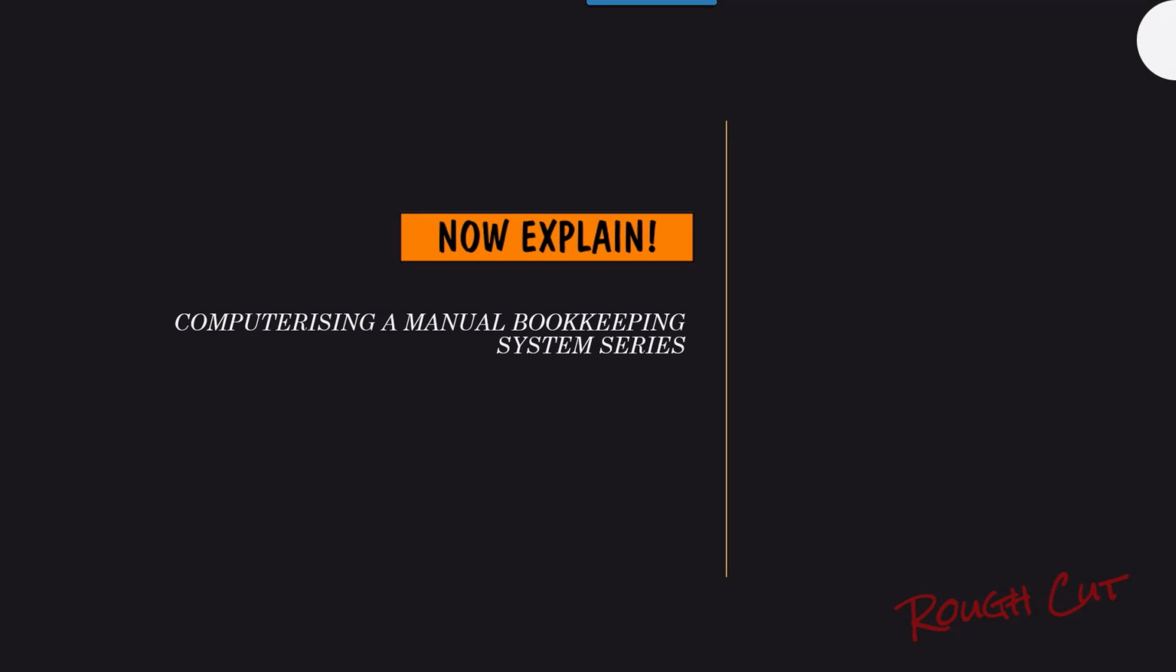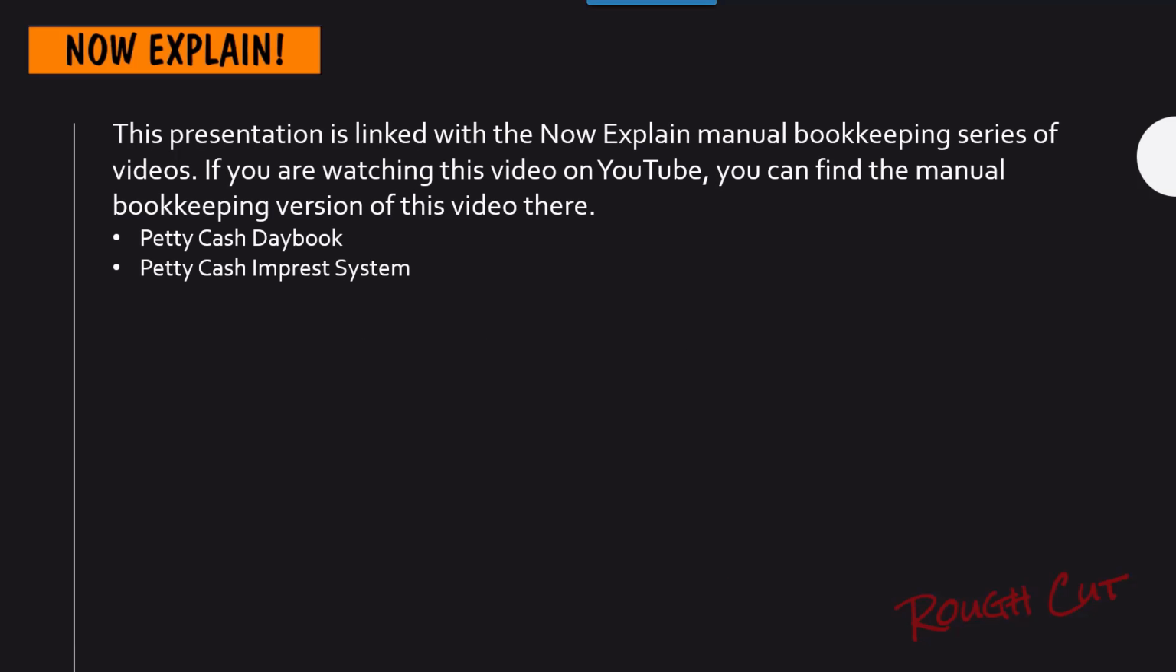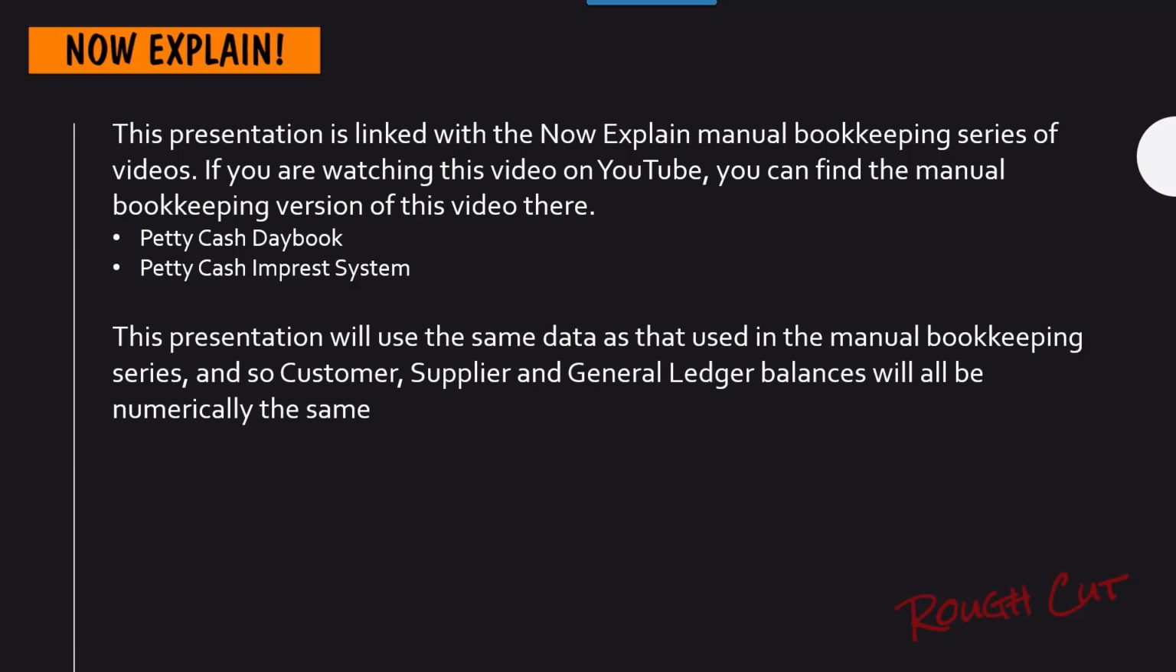This is part of the Now Explain Computerizing a Manual Bookkeeping System series. This presentation is linked with the Now Explain Manual Bookkeeping series of videos. If you're watching this video on YouTube, you can find the manual bookkeeping version of this video there. This presentation will use the same data as that used in the manual bookkeeping series, and so customer, supplier and general ledger balances will all be numerically the same.